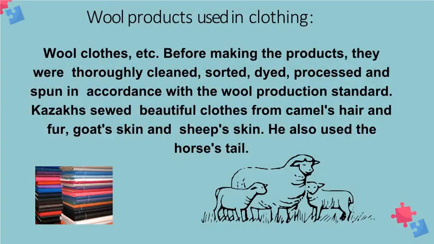Wool products used in clothing, wool clothes, etc. Before making the products, they were thoroughly cleaned, sorted, dyed, processed and spun in accordance with the wool production standard. Kazakhs sewed beautiful clothes from camel's hair and fur, goat's skin and sheep's skin. They also used the horse's tail.